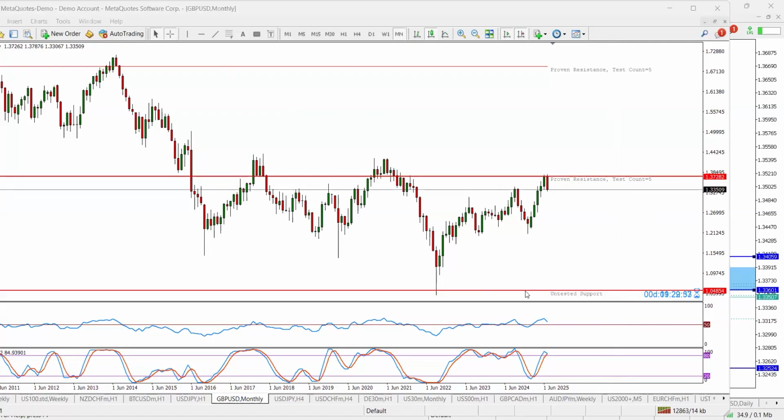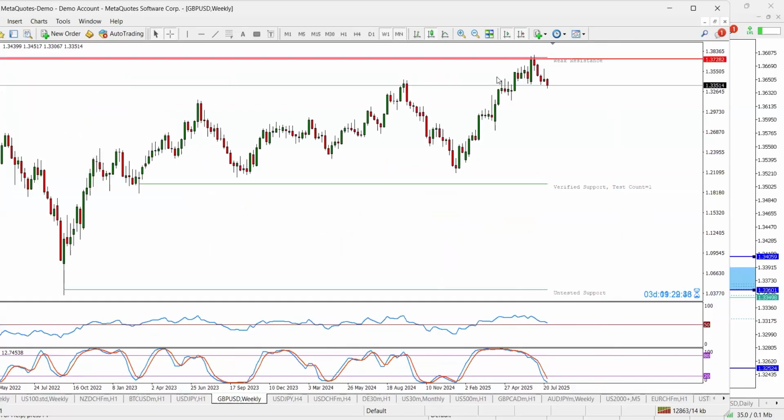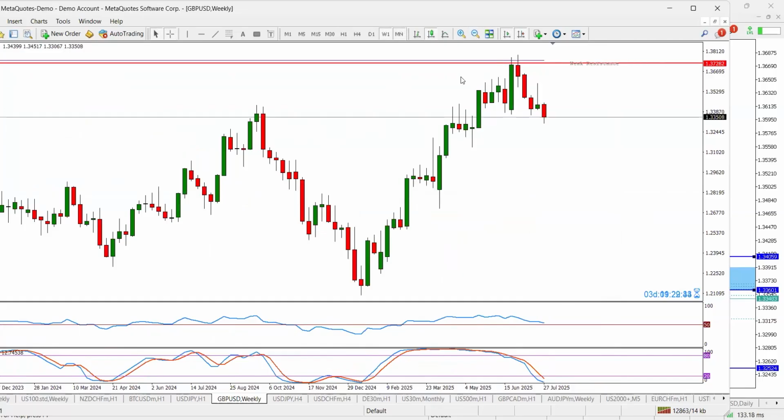So I just leave out this one, and so I've drawn just one line on monthly. Then on weekly, look, there's another one, just a bit. Remember I said support and resistance is not a line, it's a zone, right?